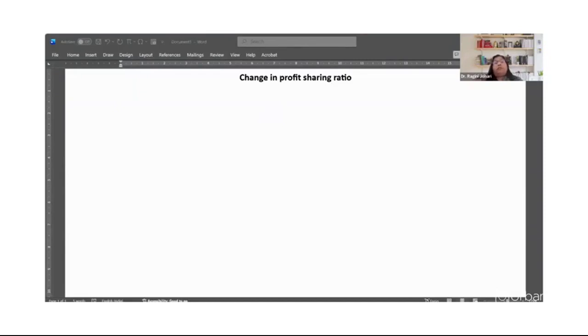When we talk of change in profit sharing ratio, we calculate two types of ratios, that is sacrificing and gaining ratio. So what is sacrificing ratio? The formula is old ratio minus new ratio. Similarly, for gaining ratio, the formula is reversed, that is new ratio minus old ratio. Now, how does it work? Let's see through a question.